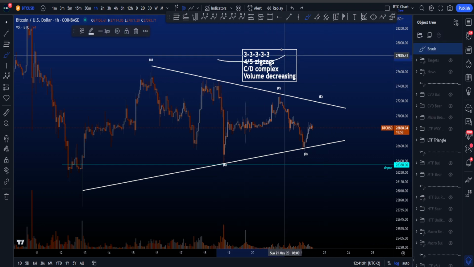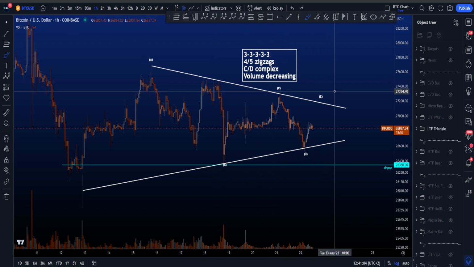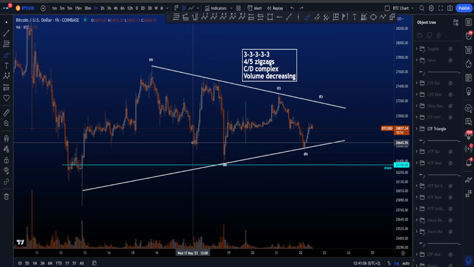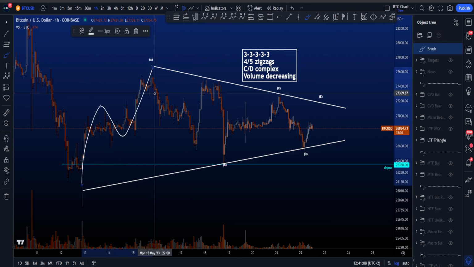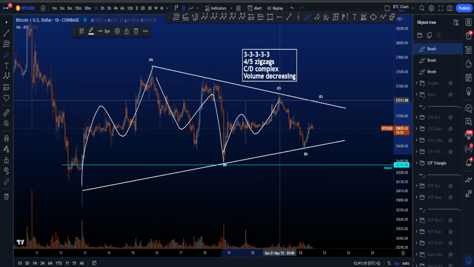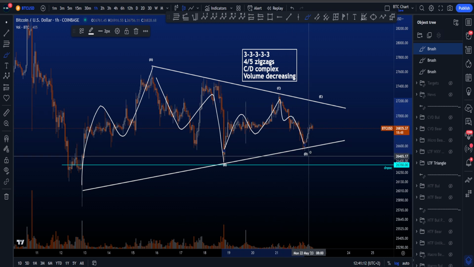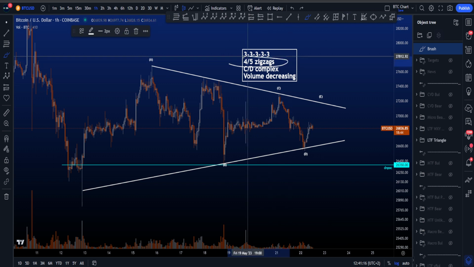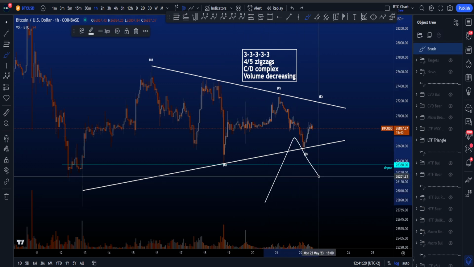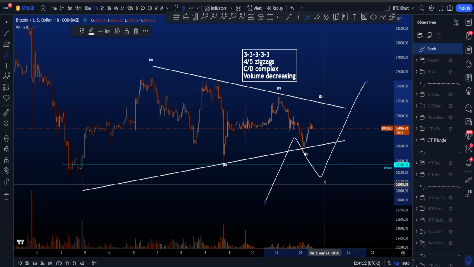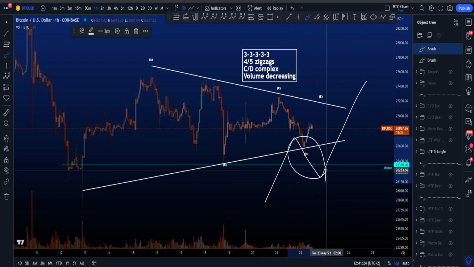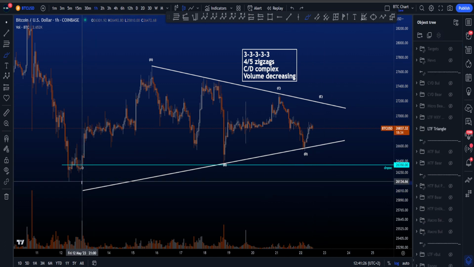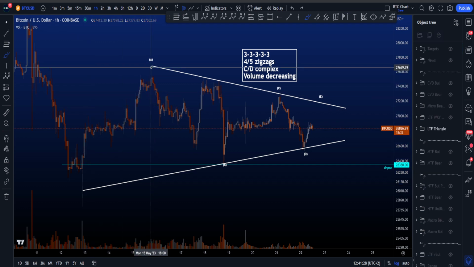So first of all, a triangle is a 5-wave structure of which all the waves should be a 3-wave structure, meaning a 3-wave in A, 3-wave in B, 3 waves in the C, 3 waves in D, and then eventually ending with 3 waves in wave E. 4 out of the 5 waves have to be a zigzag structure, which is a 5-3-5 wave move, where this 3-wave corrective structure can be any corrective structure. So in this case, it's an A, B, C in wave A, that is possible.